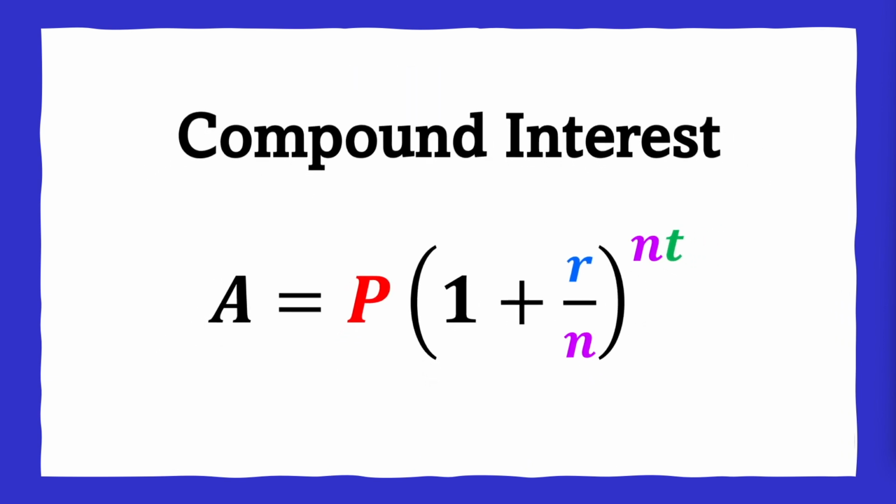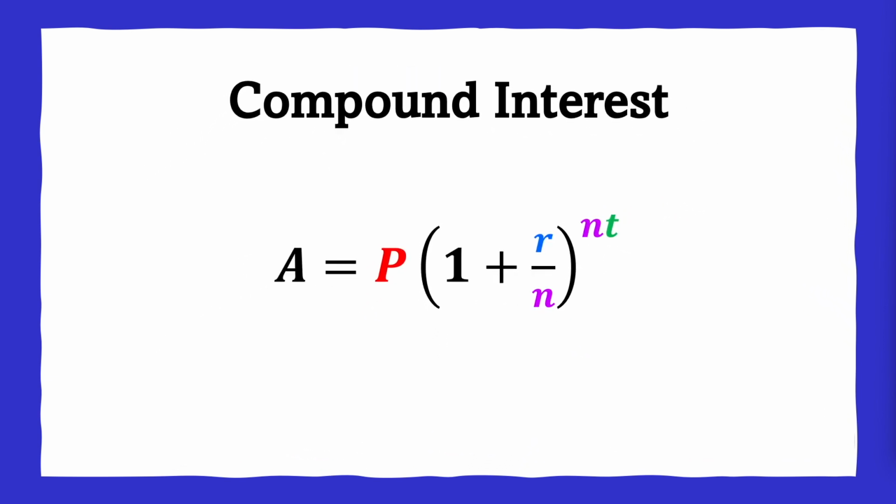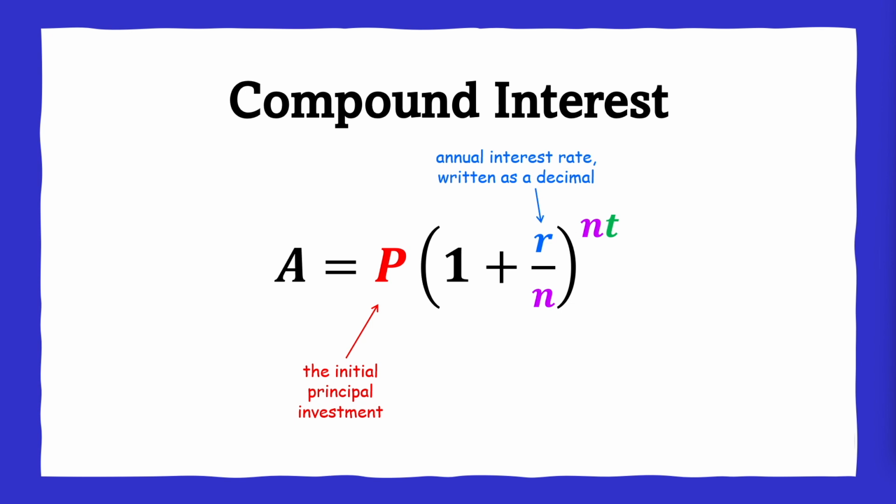Compound interest is interest earned on interest already deposited. The compound interest formula is an exponential model that is used to calculate the value of an investment when interest is compounded. P is the initial principal invested. R is the annual interest rate, written as a decimal.